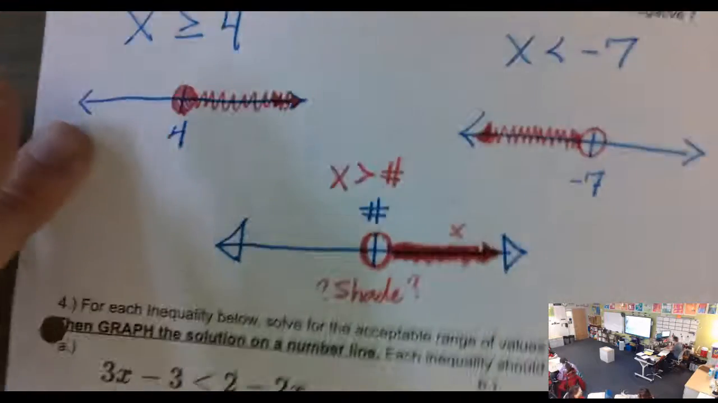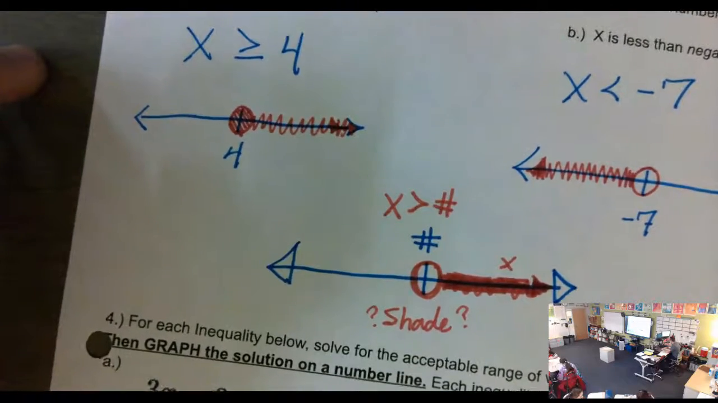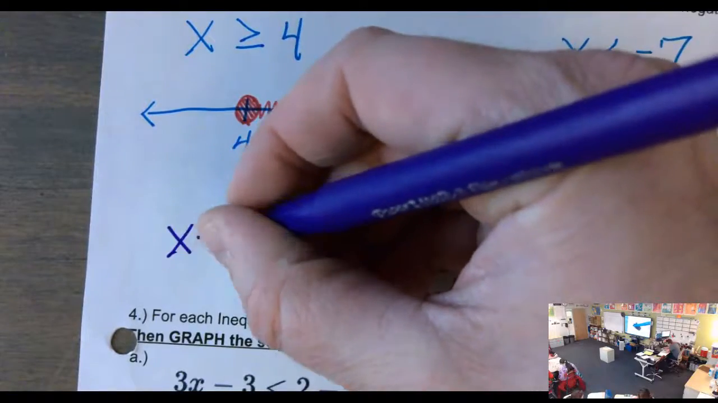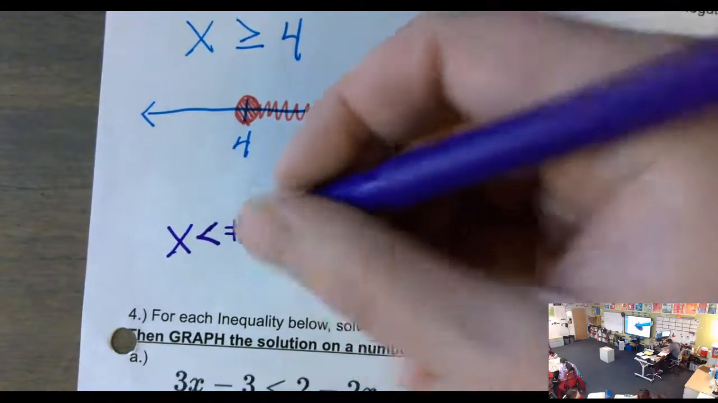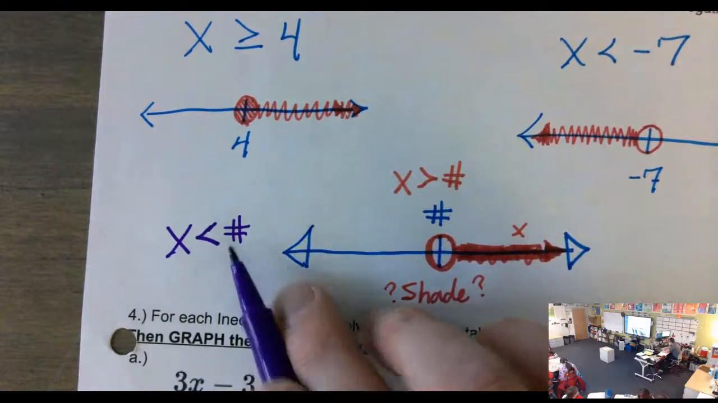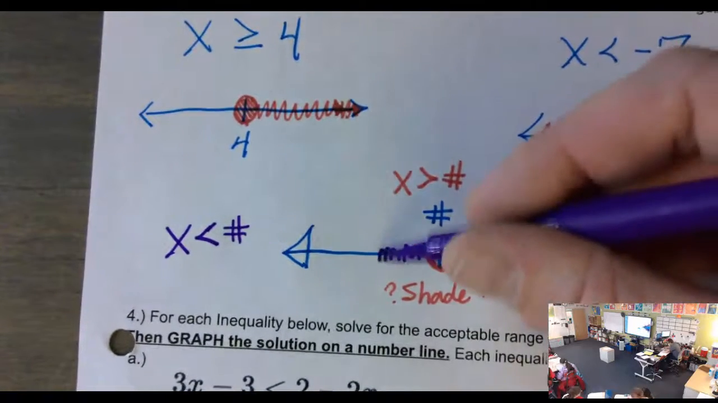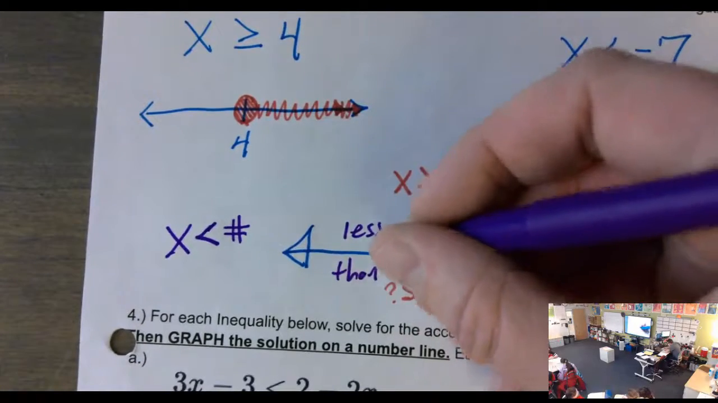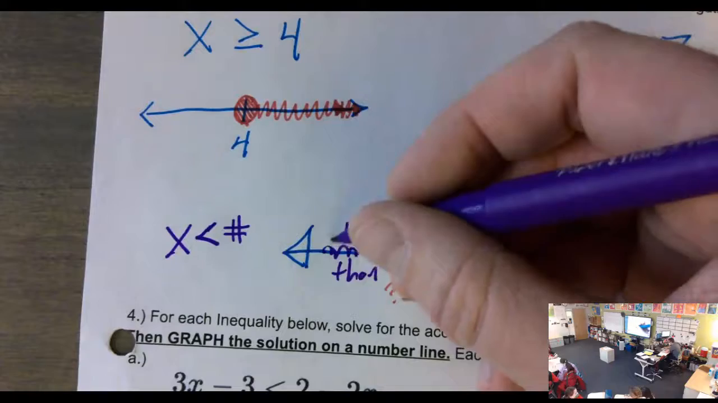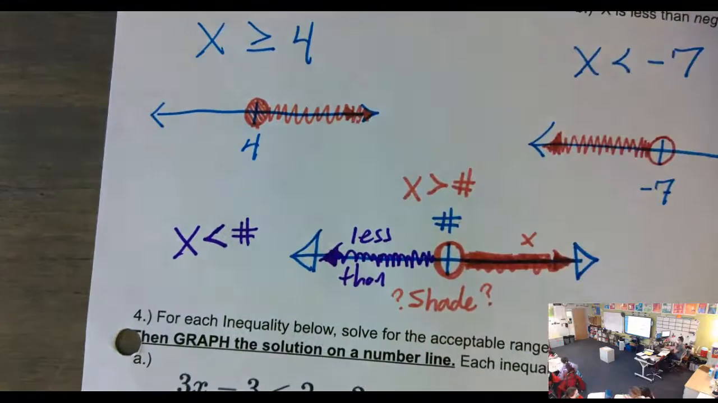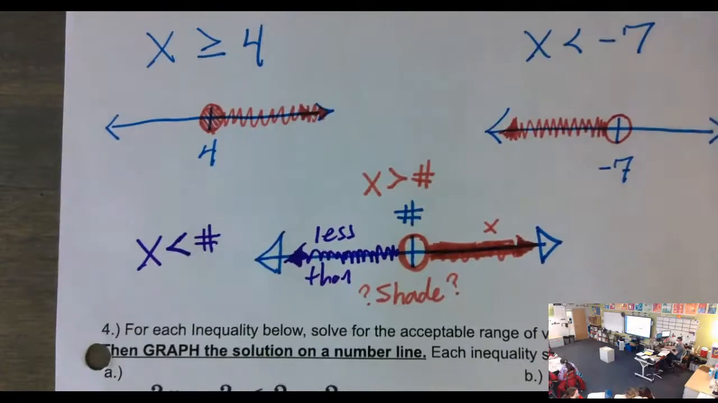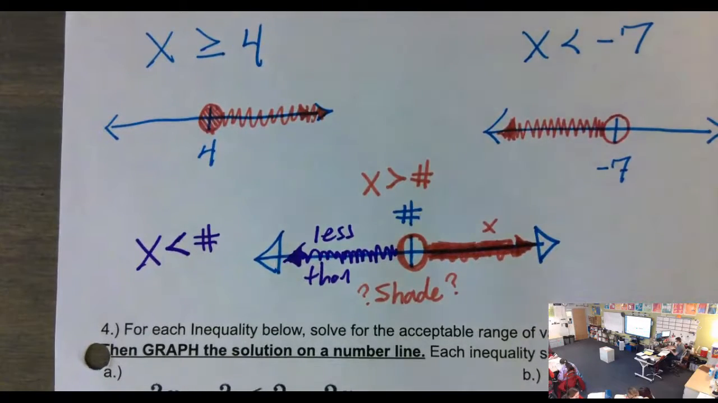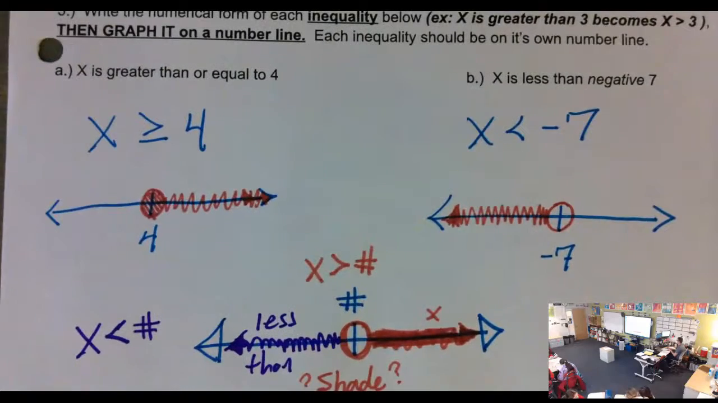So if you get told, here I'll use a different color, if you get told that your x is less than a number, remember the gator's eating the bigger thing, so this means x is less than the number, we'd be shading to the left. Less than goes to the left. That's kind of a way you can remember it. If x is less than, it's going less. So there's your answers for A and B for number 3.